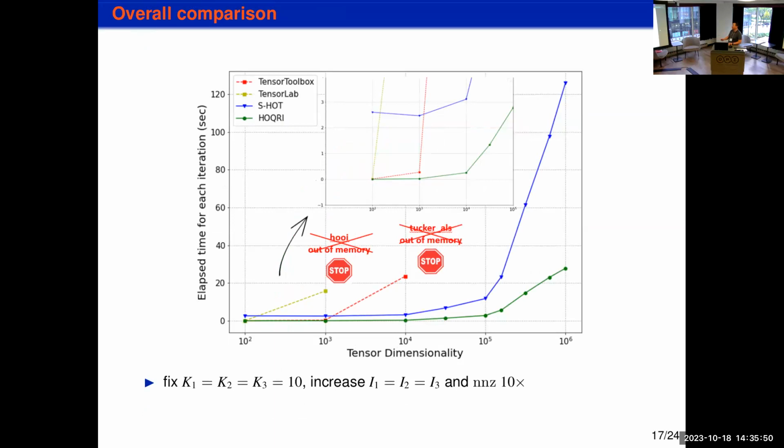If you compare the per iteration complexity and really push things to the boundary, when you don't use sparsity at all, HOOI in TensorLab just fails. Tensor Toolbox, second. Compared to S-HOT, each of them can still work, but per iteration complexity makes a huge difference. This means that we can afford to run more iterations and perhaps get a better result faster.